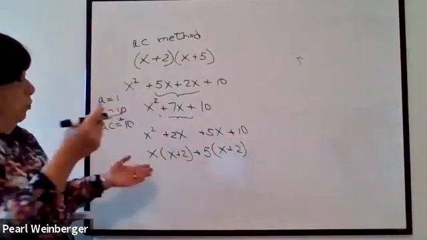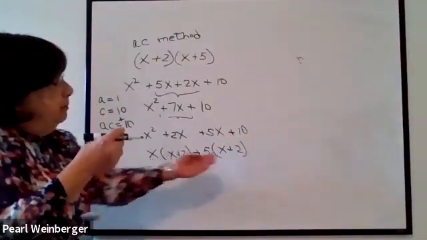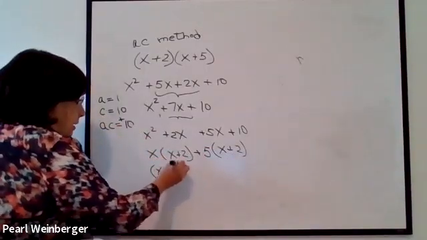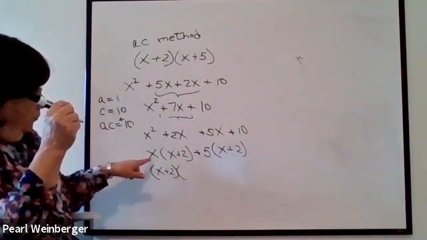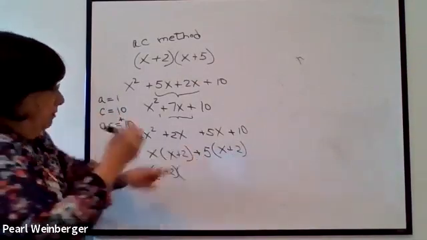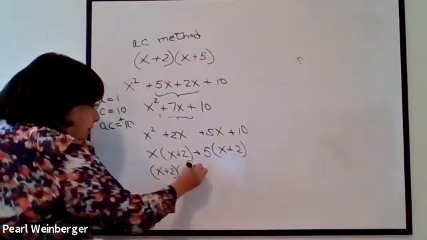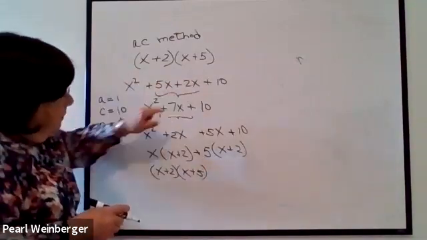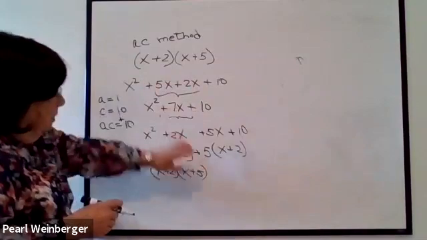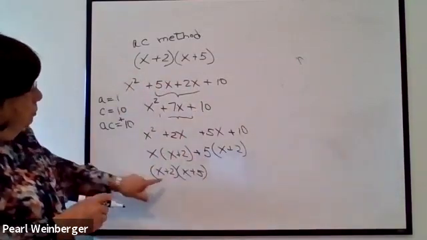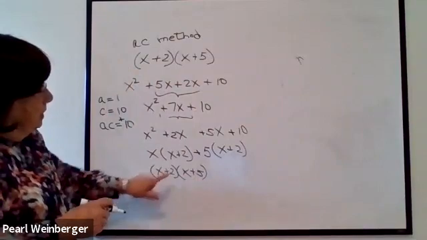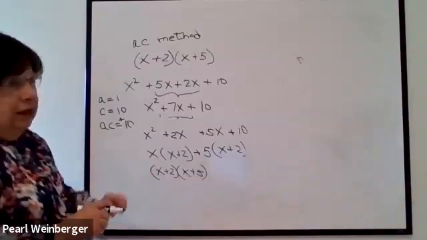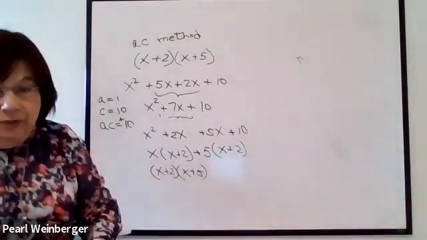And just like we did before when we had grouping, we have a common binomial factor. We put in front the x plus 2. And in the second factor, parenthesis, we put the x and the 5. And now we have taken our trinomial, the x squared plus 7x plus 10, and broken it down into its original x plus 2 times x plus 5, the two binomials that originally gave me this expression.